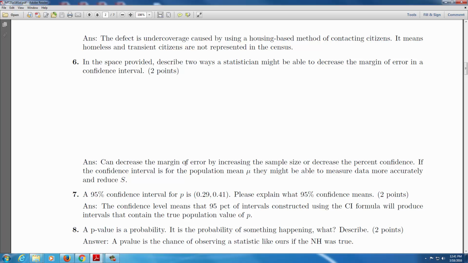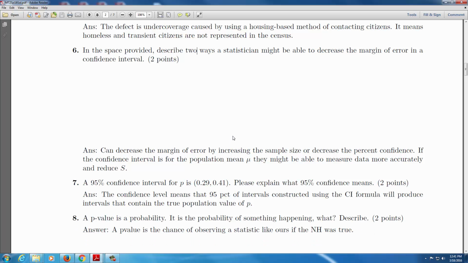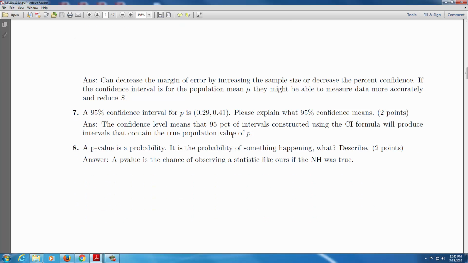If you're doing a confidence interval for an average, you might be able to reduce the margin of error by reducing the variation, sigma or S. So I wanted 2 of those 3 ways, 2 points total for that one. Problem 7, I tell you about a confidence interval, and then I want you to explain what 95% confidence means.